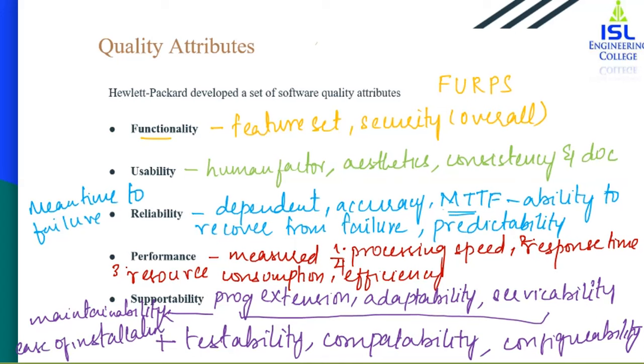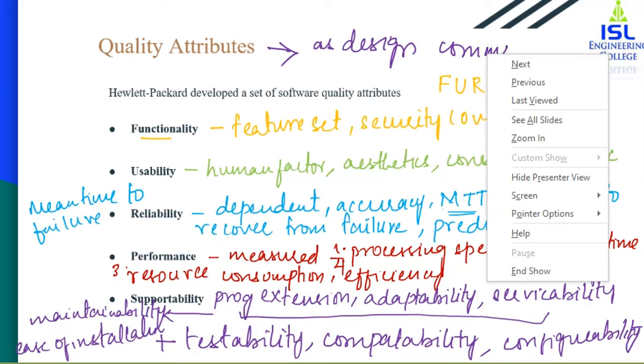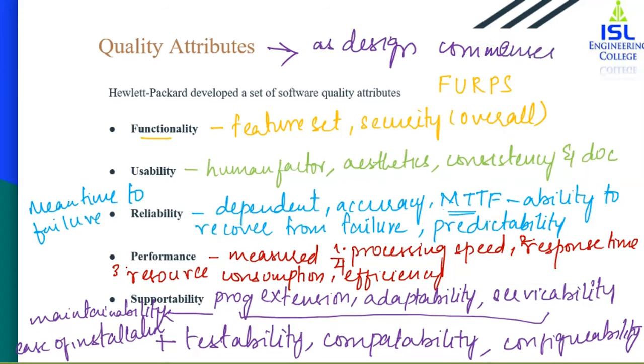So these are your different quality attributes. Now these quality attributes, they need to be applied before you're going for the design. These quality attributes need to be considered as your design commences. That is when you're beginning with the design, you're going to start that, not after your design is complete. So within the next class, we'll be focusing upon the different design concepts.